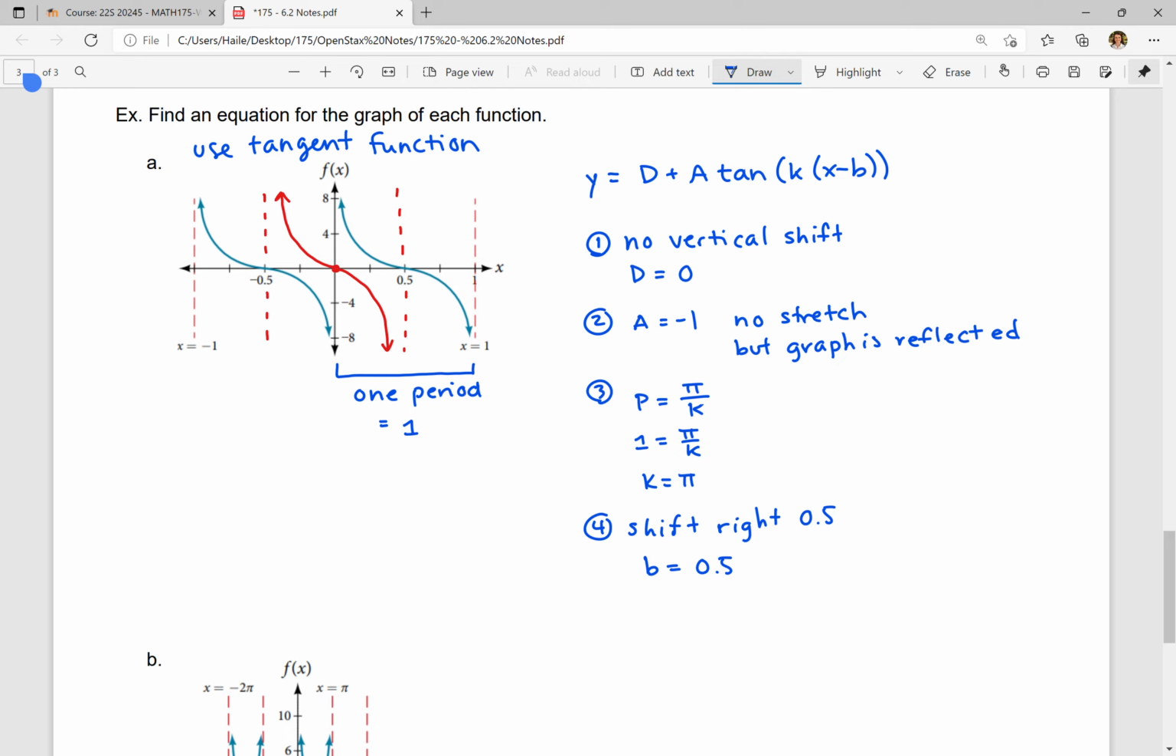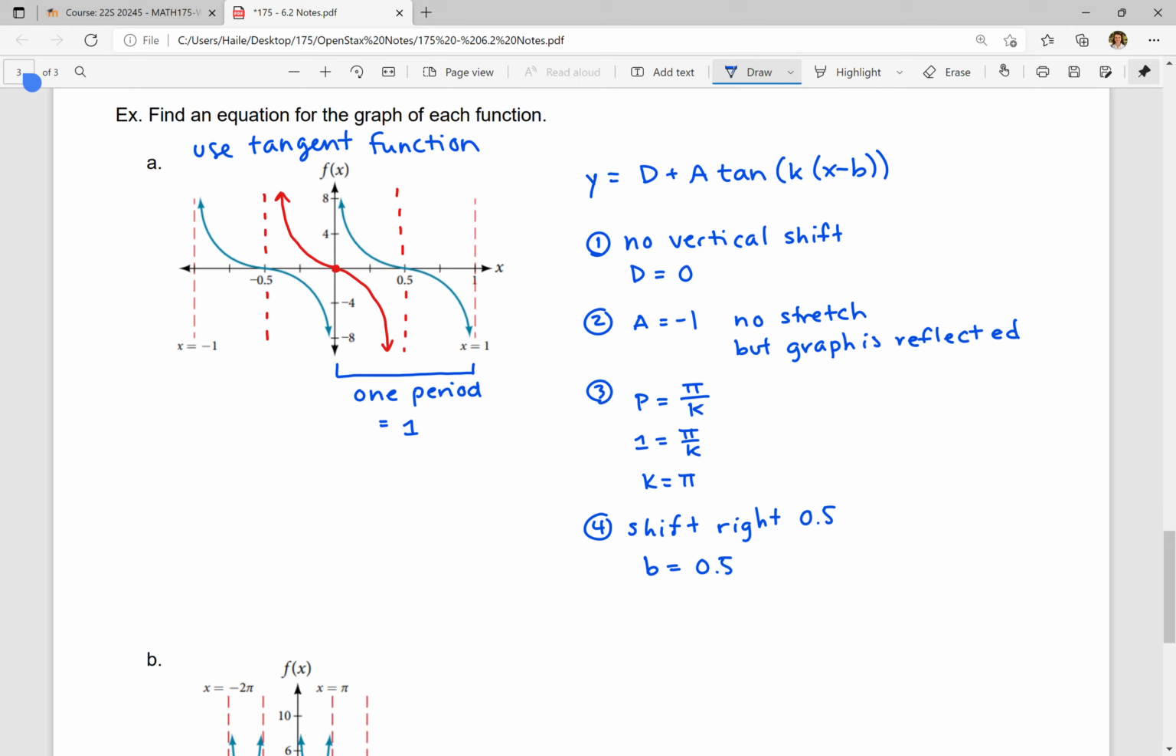So I think the best way to do this is just to draw all over the picture you're given. Draw what the unshifted curve should look like and figure out where you had to shift it to reach the picture that you were given. So that's how we got this b is 0.5.